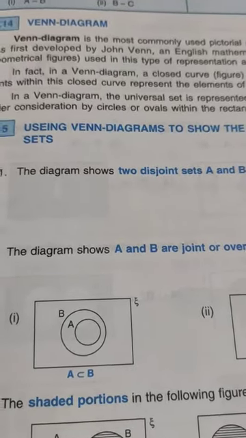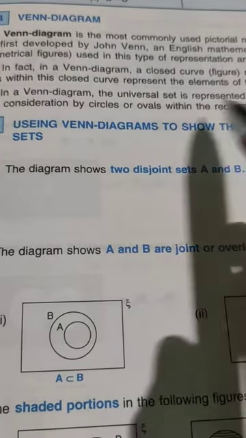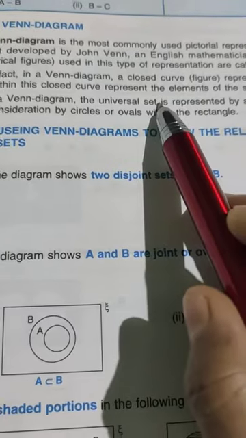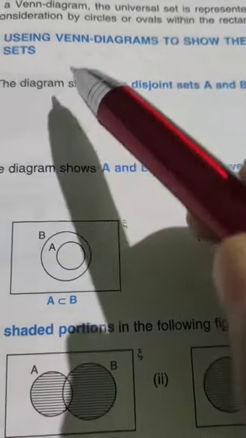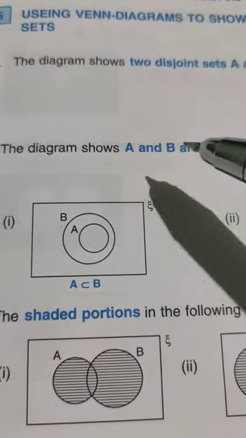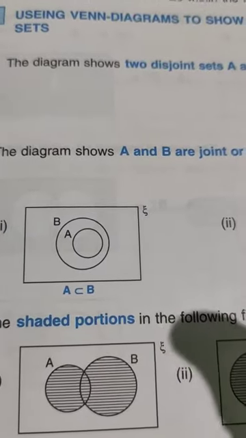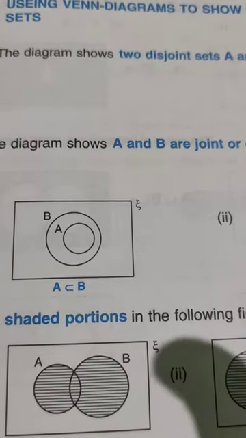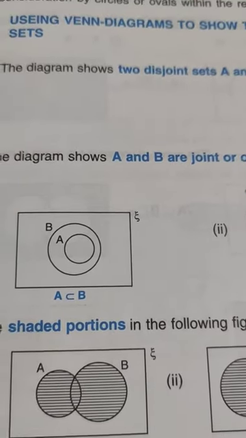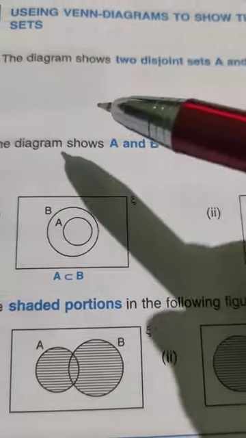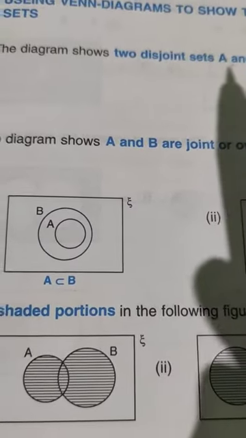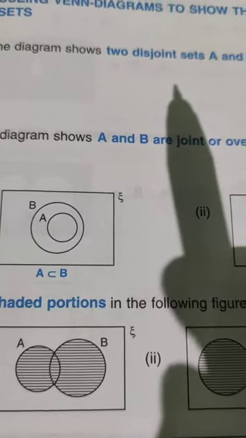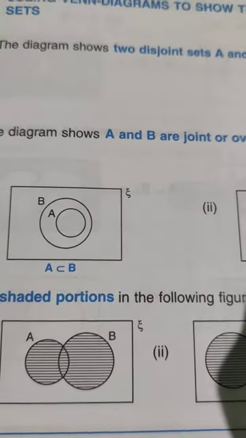Now children, we are going to understand Venn diagrams. Okay, what is a Venn diagram? First of all, you understand a Venn diagram is the most commonly used pictorial representation of sets. Pictorial representation means with the diagram we will understand. This idea was first developed by John Venn. So that is why, after his name, John Venn, the Venn diagram name was given.